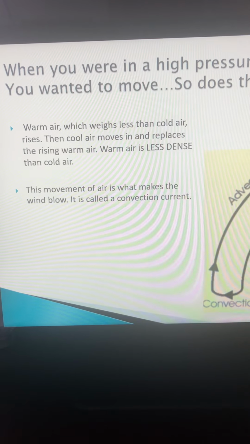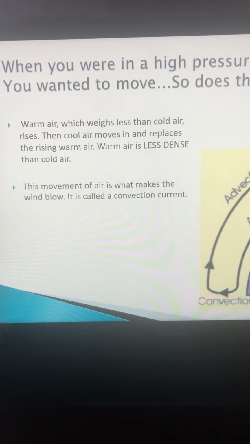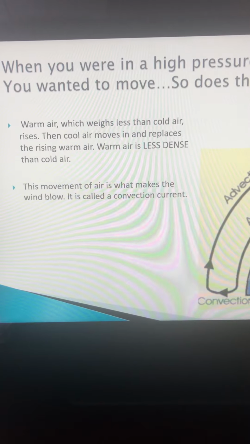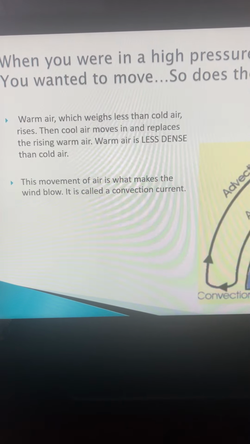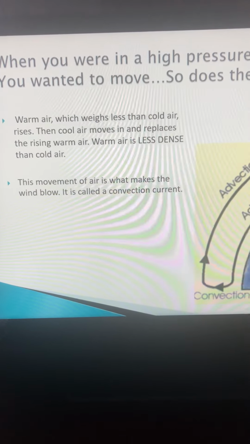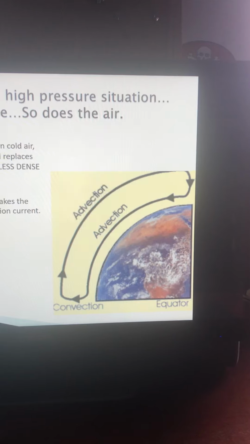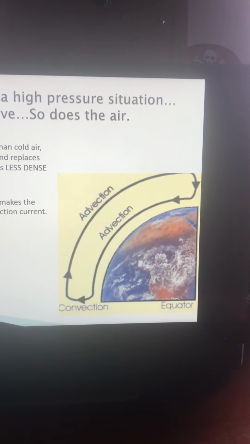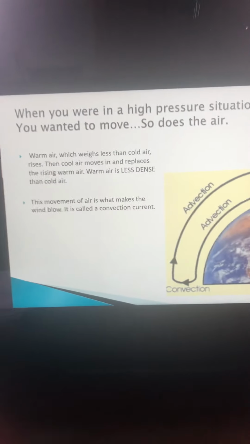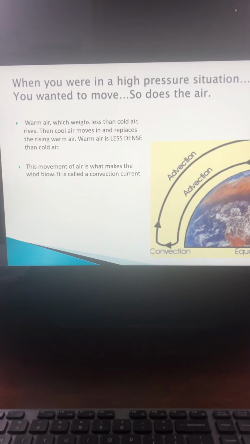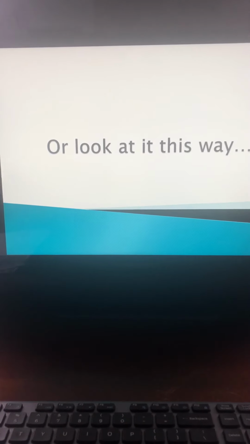And then the warm air is less dense than the cool air. So warm air is always going to rise and the cold air is always going to sink. And this movement of air is what makes the wind blow. And this is called a convection current. And we did mention convection currents before, if you remember when we talked about the movement of the plates and the whole idea of plate tectonics. And that also was the convection currents, or we called them convection cells, that were in the mantle.